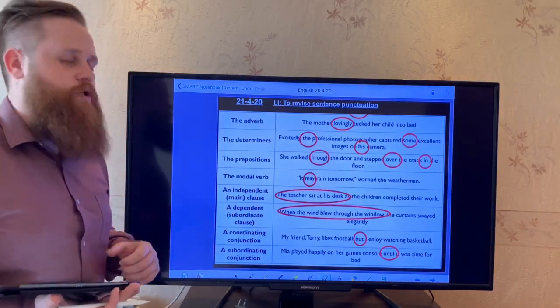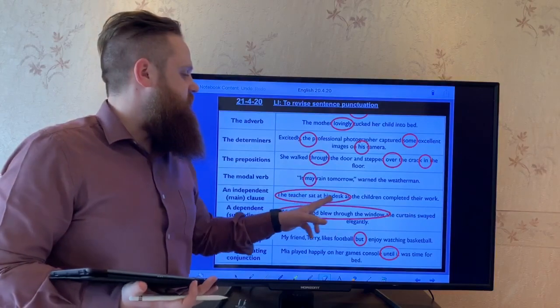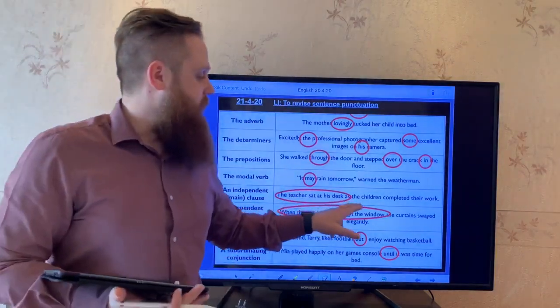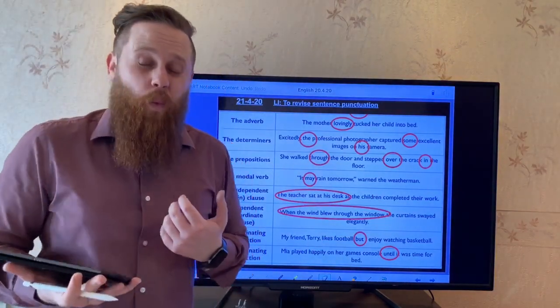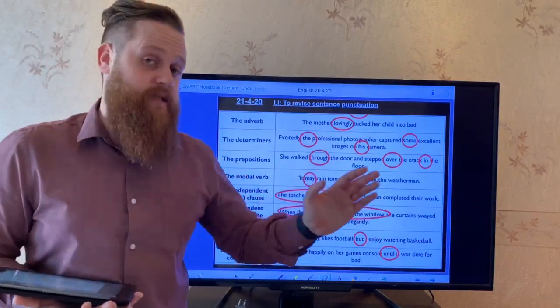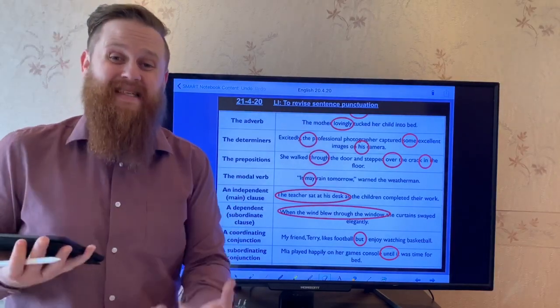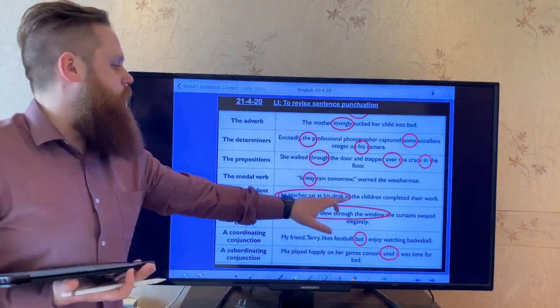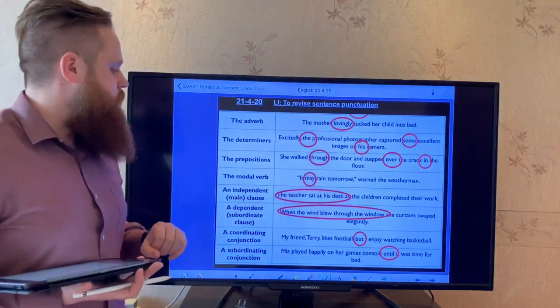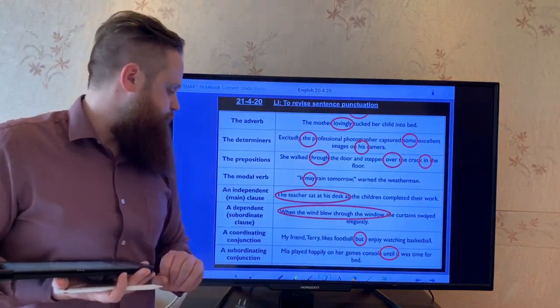The independent clause, the main clause, a strong part of the sentence that can stand on its own: the teacher sat at his desk. The next part, as the children completed their work, whilst it's good and it's informative, it is not completely necessary to be there. I could take it away and this would still make sense, okay? But it is more information, it makes the sentence better. But the main clause is actually here. The dependent, the subordinate clause here is when the wind blew through the window.